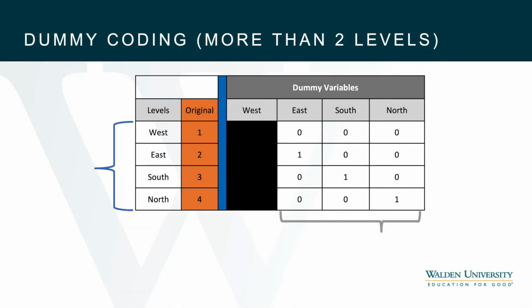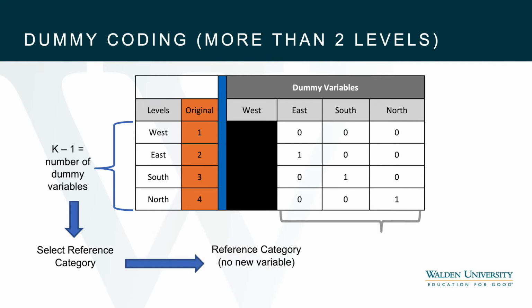To summarize, I reviewed how many variables I needed. I needed k-1, 4-1 leaves 3 new dummy variables. I selected the reference category based on the largest group, which was West. I did not code that West group, but I coded 3 other variables, and I created 3 new dummy variables.